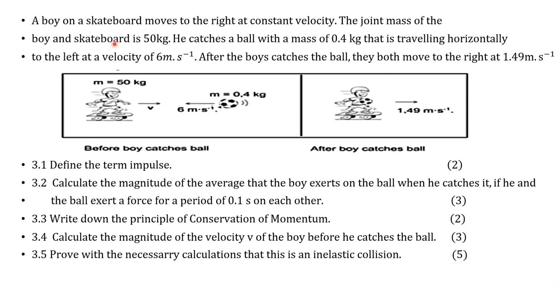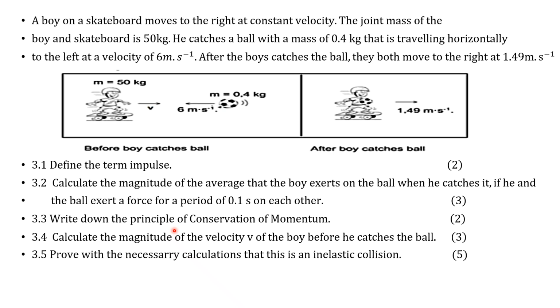A boy on a skateboard moves to the right at constant velocity. The joint mass of the boy and the skateboard is 50 kgs. He catches a ball with a mass of 0.4 kgs that's traveling horizontally to the left at a velocity of 6 meters per second. After the boy catches the ball, they both move to the right at 1.49 meters per second. 3.1, define the term impulse, 2 marks. 3.2, calculate the magnitude of the average force that the boy exerts on the ball when he catches it, if he and the ball exert a force for a period of 0.1 seconds on each other.